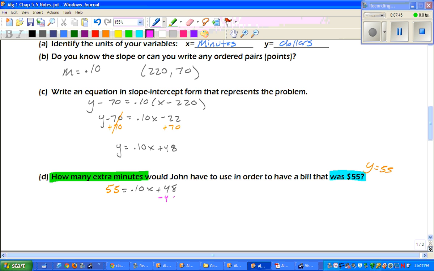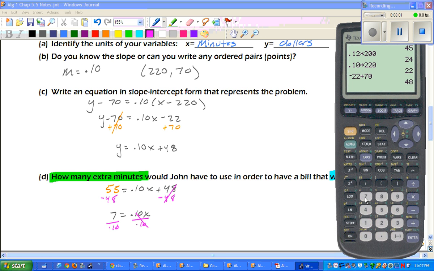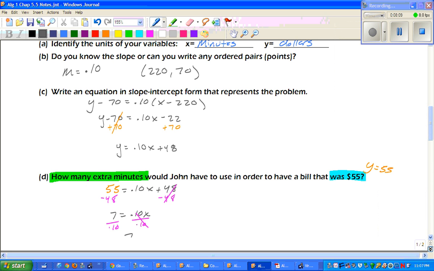So let's go through and solve this. We have to solve for x now. 55 minus 48 gives us 7 equals 0.10x. And to get the x by itself, we have to divide by 0.10. And 7 divided by 0.10 gives us a grand total of 70. So that would be 70 extra minutes.